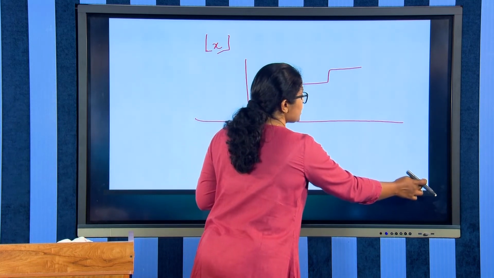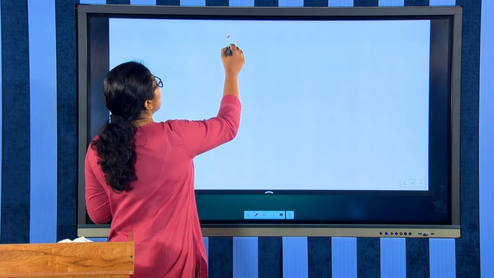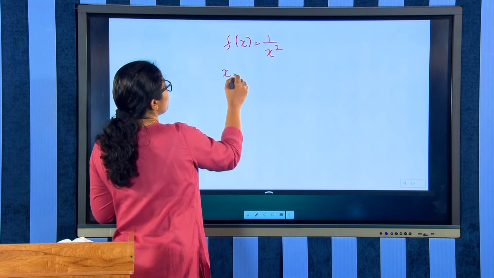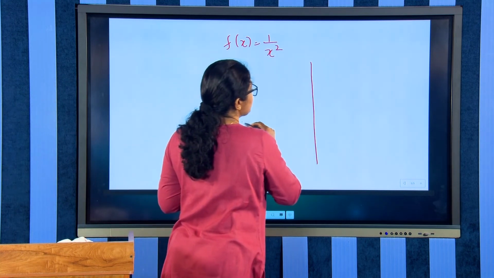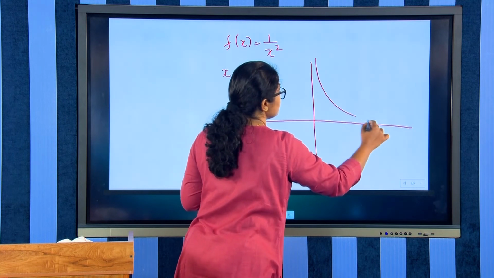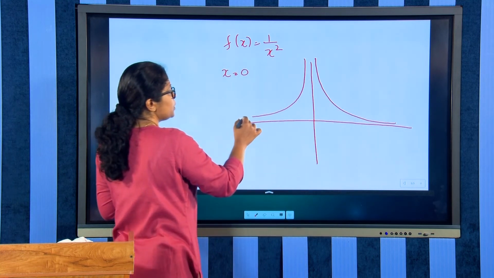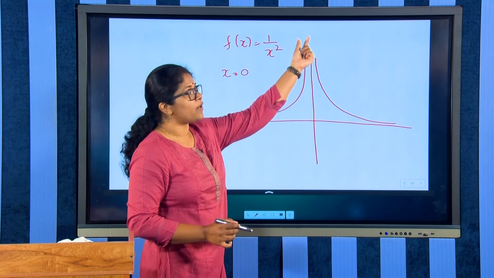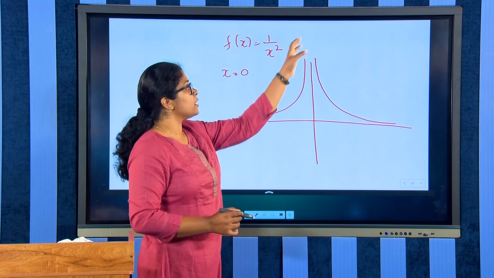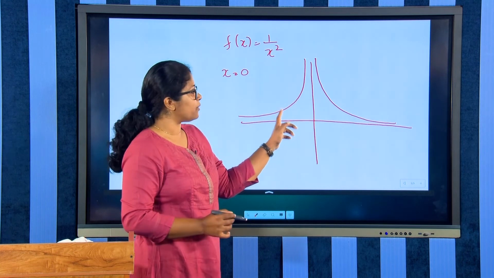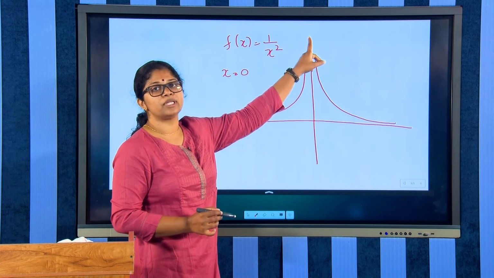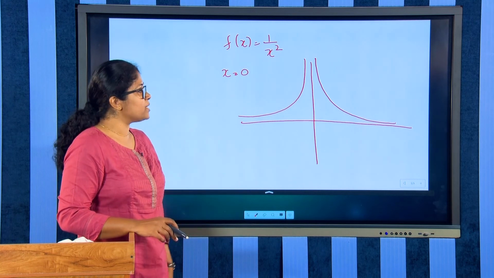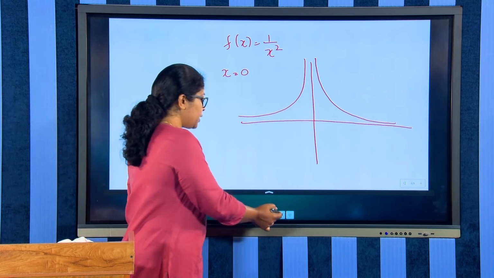Infinite discontinuity is something like, suppose you have f of x is equal to 1 by x square. For this function, at x is equal to 0, the graph will be something like this. So, we can see that at x is equal to 0, the function is taking the value infinity, and there is no continuity at that point, because the left hand limit and right hand limit are both infinity, but the function is not defined at x is equal to 0. So, these are some of the examples of discontinuous functions.